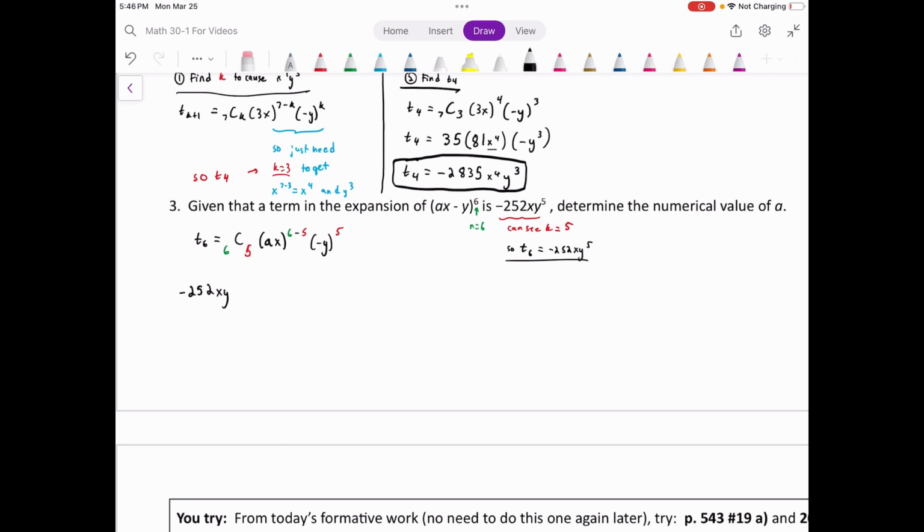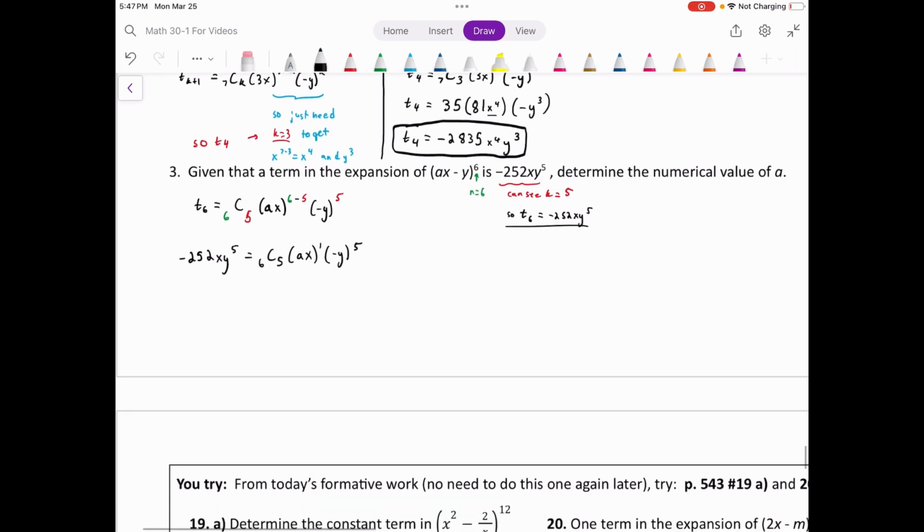xy to the power of 5 is equal to, again, 6 choose 5 times ax to the power of 6 minus 5, I'll just write that as 1, times negative y to the power of 5. And look at this, we can see that we don't know a still, but this is just a number. We don't know x or y. Again, they're just variables. We could put whatever we wanted in as x and y, but remember, this is supposed to be the same as this, so we can see that our x and our y should end up canceling out. We should be able to end up solving for a here.